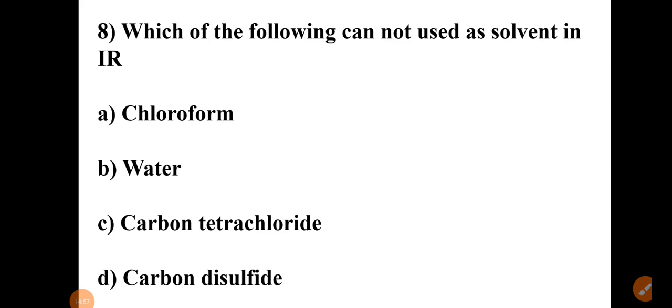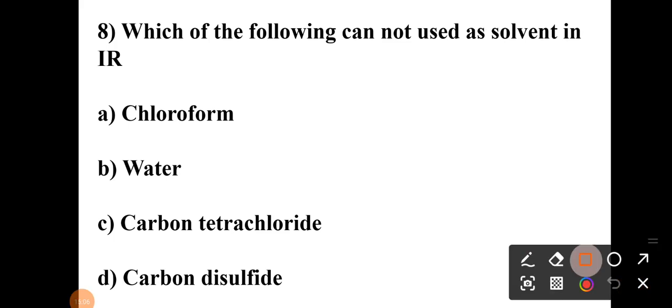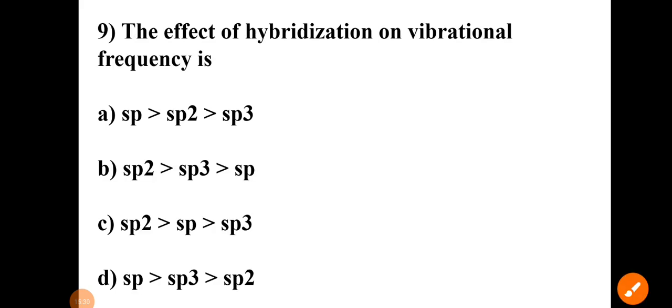question: which of the following cannot be used as a solvent in IR: chloroform, water, carbon tetrachloride, or carbon disulfide? Our answer is water. We do not use water as a solvent in IR spectroscopy. Previously we saw the solvents in NMR, where we use deuterated solvents like CDCl3, and carbon tetrachloride also. These are the solvents in NMR, but water we do not use in IR.